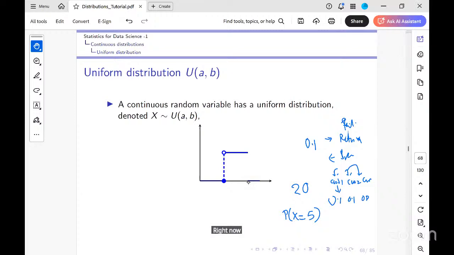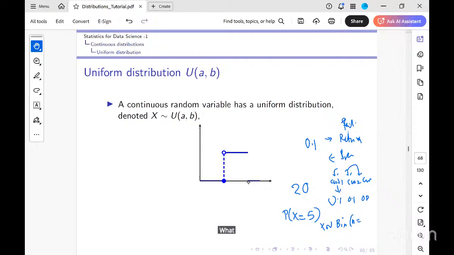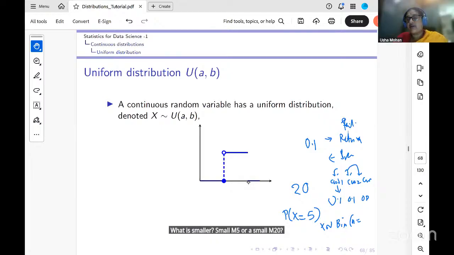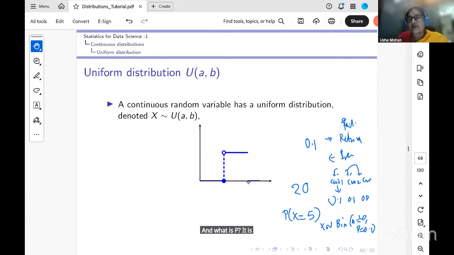Binomial. A parameter of this problem. Binomial with what is n? Small n is 20, and k is 5. And what is P? It is 0.1.